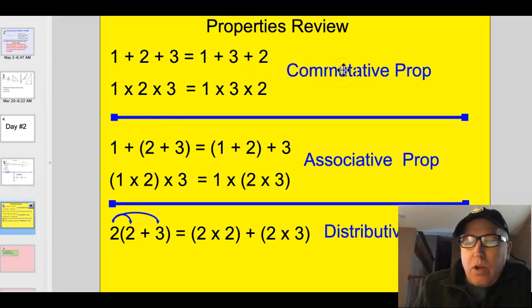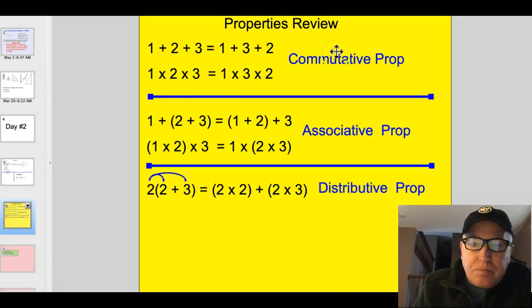Properties review. First of all, there are three basic properties. We have the commutative property, the associative property, and the distributive property. The commutative property just says that you can move the numbers around when adding and subtracting.